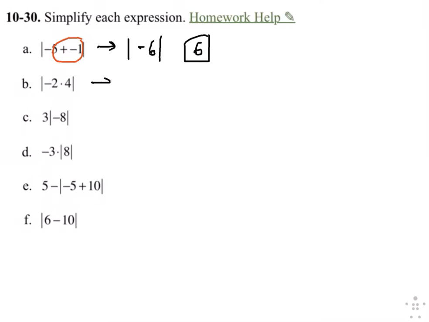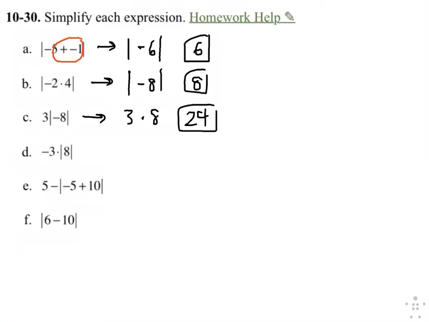The next one is the absolute value of -2 times 4, which is -8. So the absolute value of -8 is +8. The third one, we have 3 times the absolute value of -8. The absolute value of -8 is 8, so 3 times 8 is 24. So C is 24. D, we have -3 times the absolute value of 8, which is 8, so we get -24 for that one, -3 times +8.